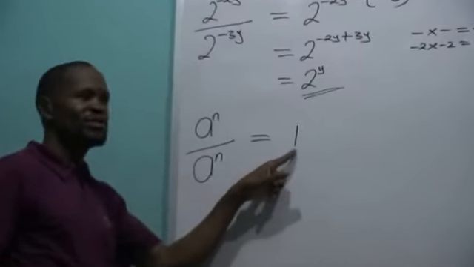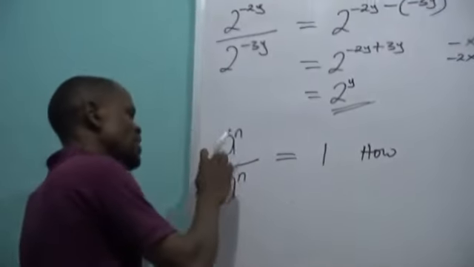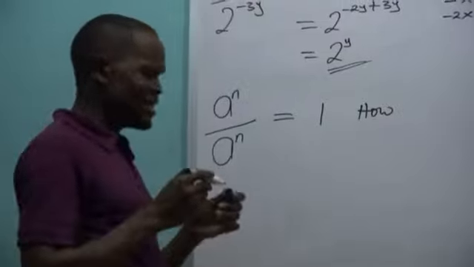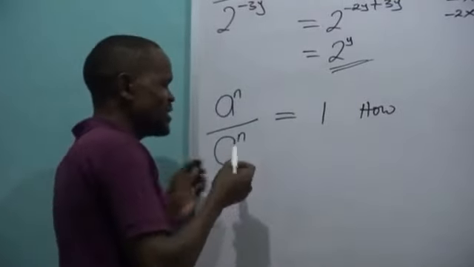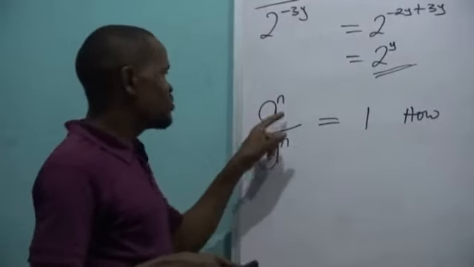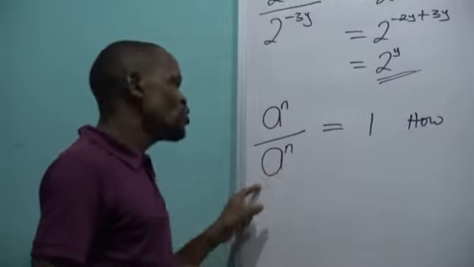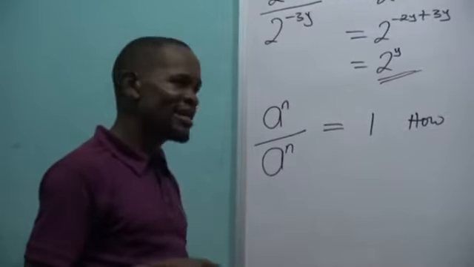Somebody will ask me how? How is it 1? This one cancels this one, and the answer is what? 1. I told you that anything you write is multiplied by 1. This a is multiplied by 1. When it goes, you leave 1. This one is multiplied by 1. When it goes, you leave 1. 1 divided by 1, the answer is 1.